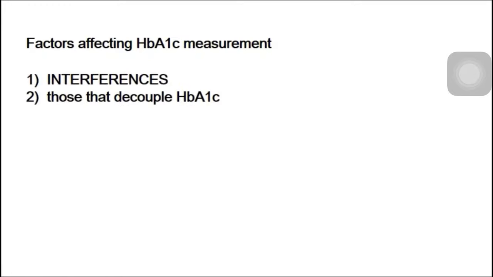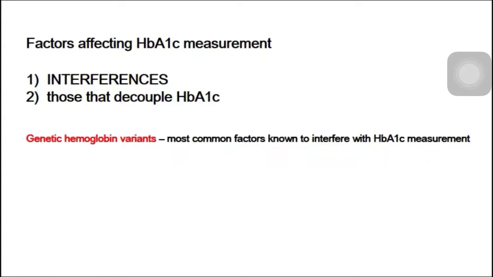So let's go to the factors affecting hemoglobin A1c measurement. Patient characteristics that may affect the accuracy of hemoglobin A1c measurements can be grouped into two categories. First, those that alter the accuracy of the hemoglobin A1c measurement, or the interferences. Second, those that decouple hemoglobin A1c from the actual cumulative blood glucose concentration. Now remember, genetic hemoglobin variants and modified hemoglobin derivatives are the most common factors known to interfere with hemoglobin A1c measurement in the laboratory.